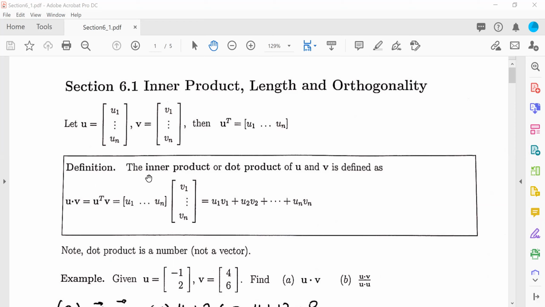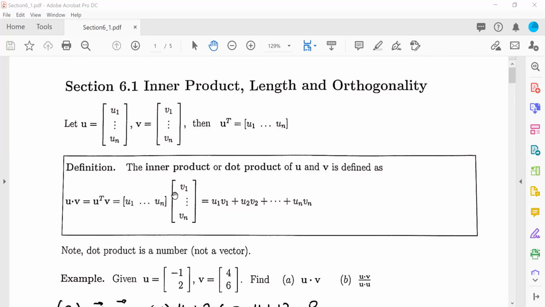By definition, the inner product or dot product of two vectors u and v, written with a bold dot, is u transpose times vector v. U transpose is the row vector times the column vector, and when we multiply, it's the same rule as for matrices. Row times column: we multiply u1 times v1 plus u2 times v2 plus, and so on. So the dot product does nothing else but multiply row times column.